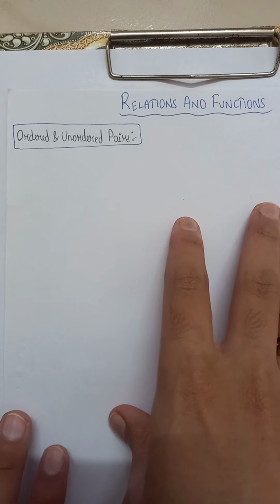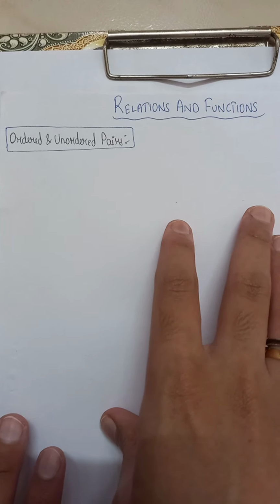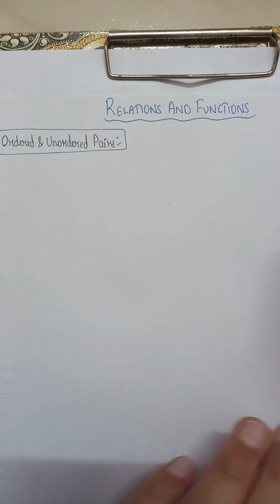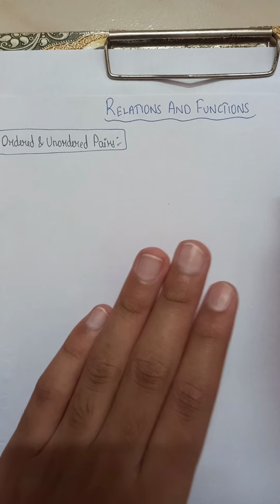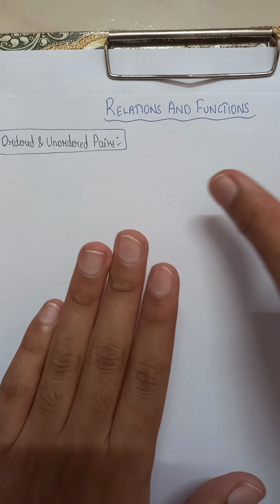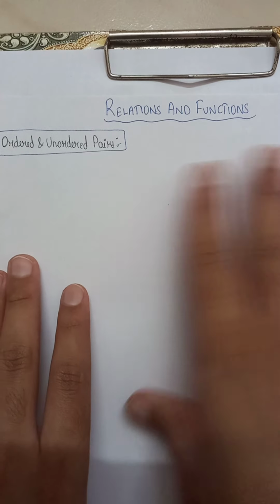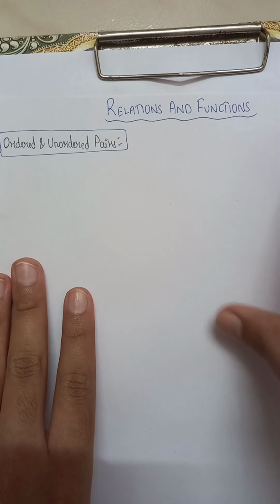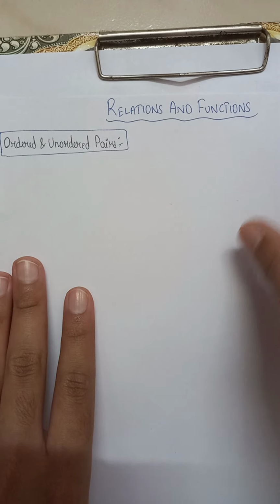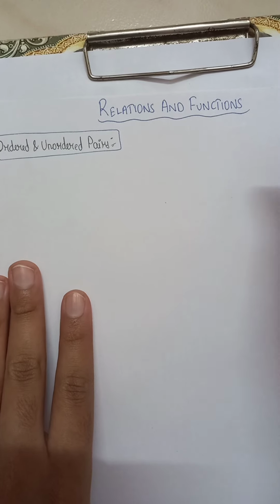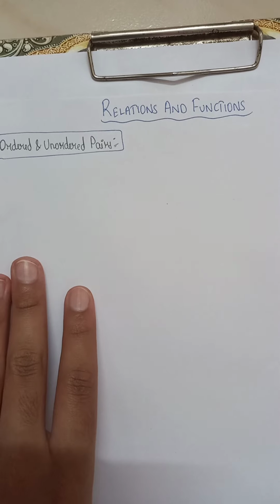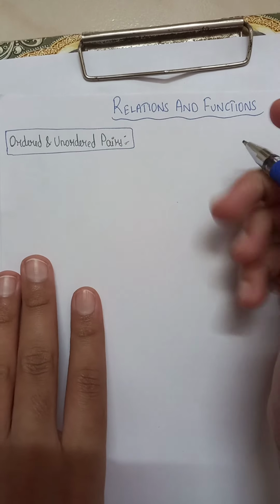So the first topic is ordered and unordered pairs. Actually, the relations and functions chapter does not start here, but we are studying the basics, like the base. We are making the base ready for the chapter. These are the topics which we need to know so that we can understand this chapter.